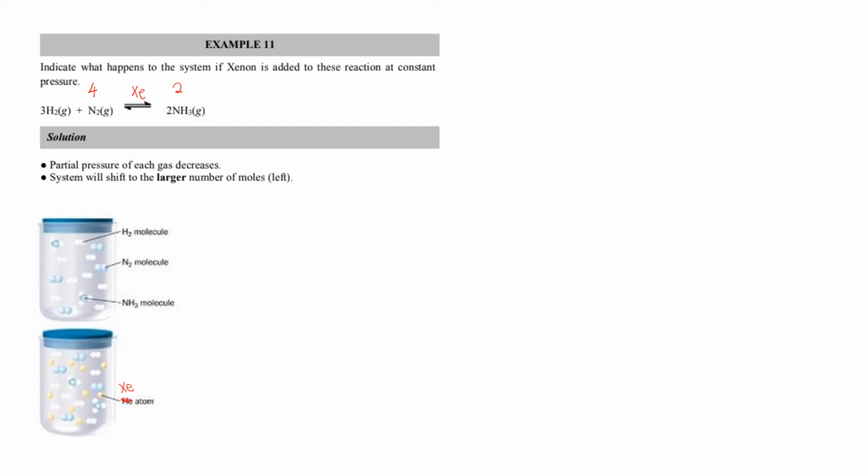Dan ini yang boleh kata constant pressure kan? Dia akan sebabkan the partial pressure of the hydrogen, partial pressure for the nitrogen, partial pressure for the ammonia akan reduce. So, bila reduce, dia akan berlaku changes in the equilibrium. So, awak kena re-establish the new equilibrium dengan cara shift to the side with a larger mole. So, dalam case ni, dia akan shift to the left. Sebab sini ada 4, yang ni ada 2. Okay, iaitu kalau constant pressure.